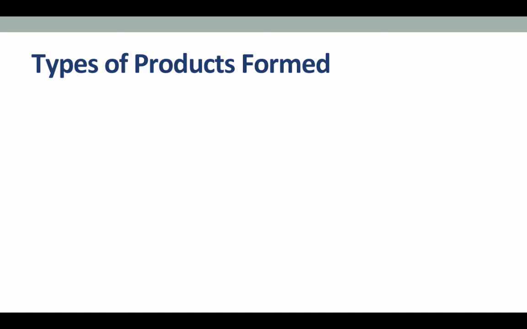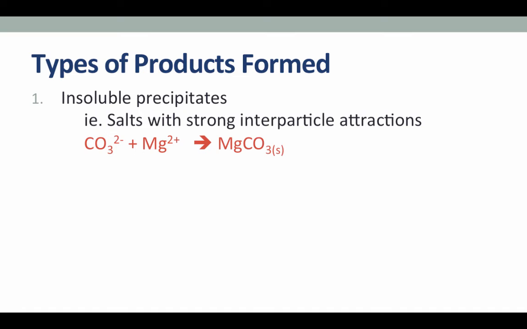With ionic reactions, there are 3 different types of products that can be formed. The first, like our examples, are insoluble precipitates. And so these are going to be ionic salts that have strong interparticle attractions. So the attraction between the ions is stronger than the attraction of the ions to water. And so instead of interacting with water, they interact with their ion partners and form a solid, just like in our example with magnesium carbonate.